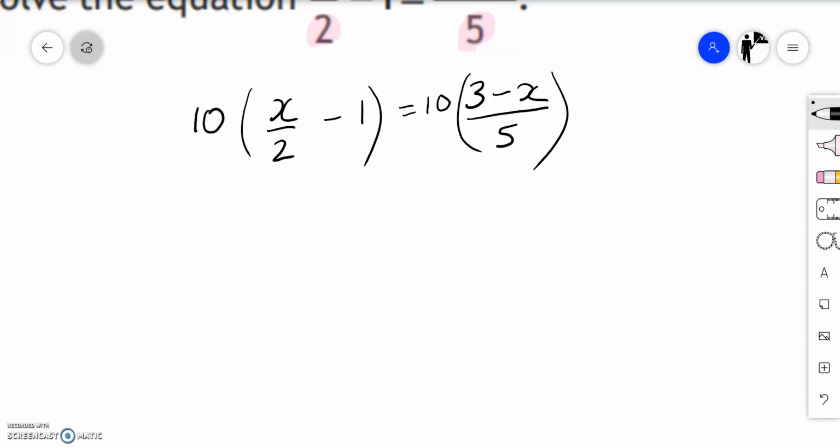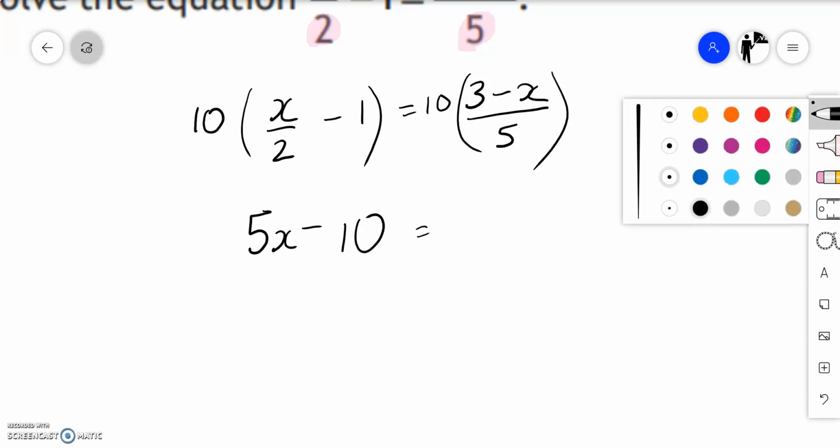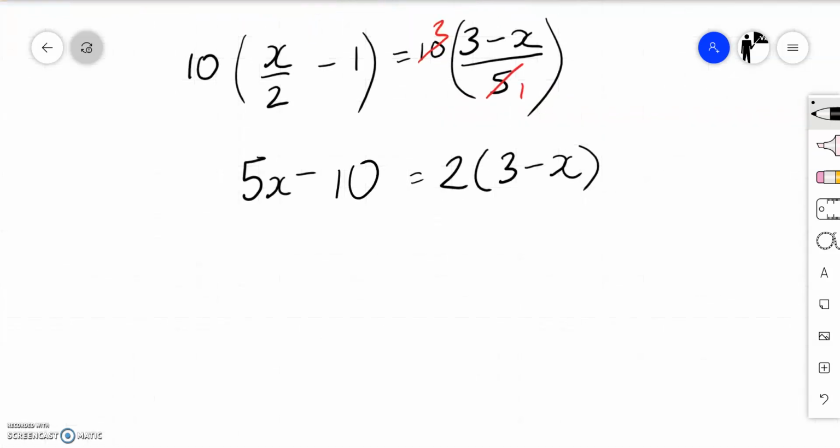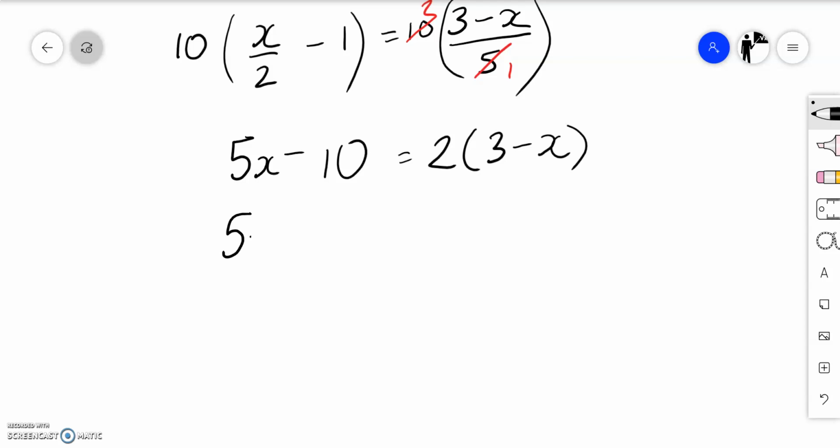So I'm going to get 10 times x over 2. So that's going to be 10x over 2, which is 5x. 10 times minus 1, minus 10. Then I've got 10 multiplied by 3 minus x over 5. Now if we think about this here, this 10 and this 5 would simplify as follows. So we're going to get 2 lots of 3 minus x over 1. And we're not going to write over 1 because it's just what we've got. Then from here we can go ahead and solve. 5x minus 10 is equal to 6 minus 2x.